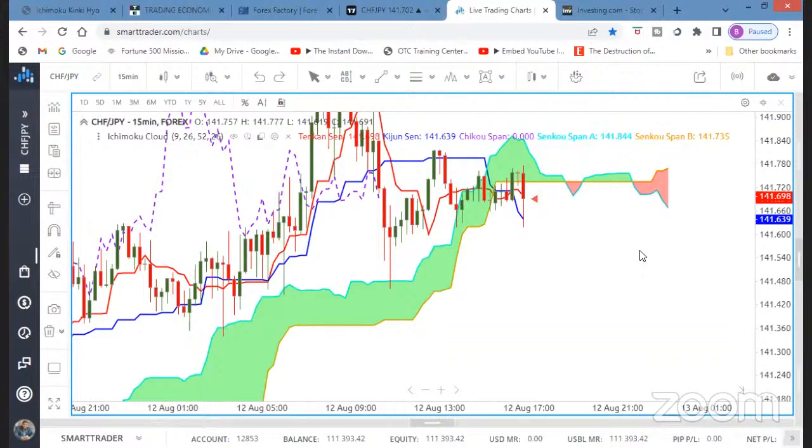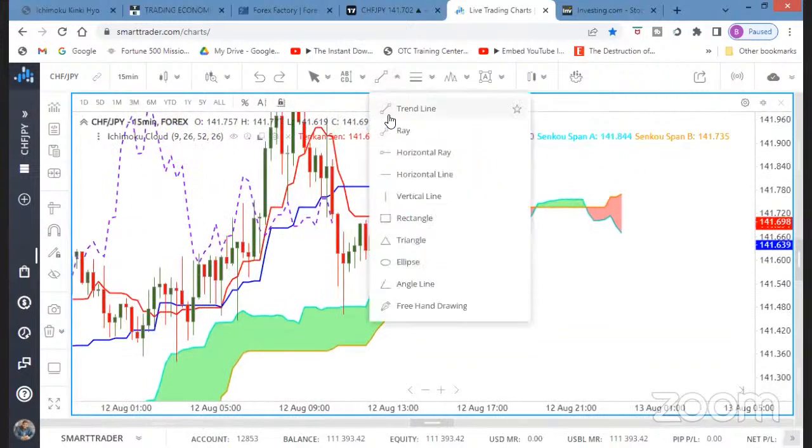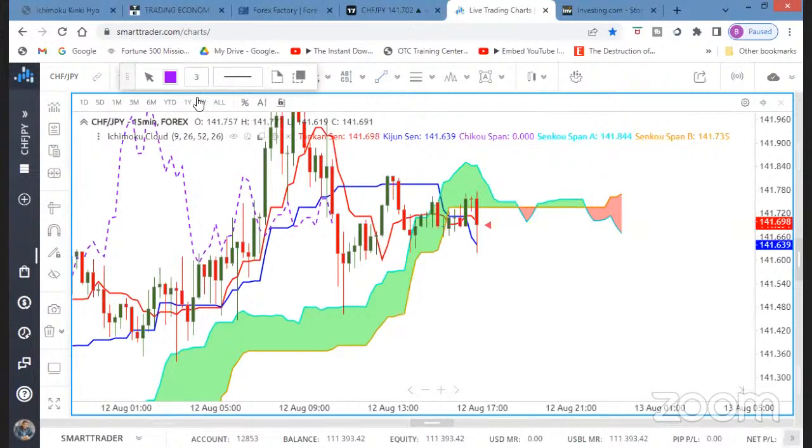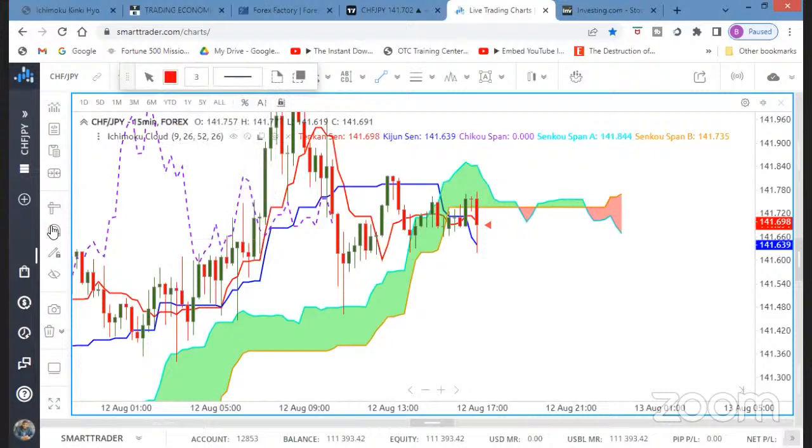Okay. So then think about it. You remember how, if you watch the videos and you've been on some of the sessions, we talk about the stair step for support and resistance. Look.